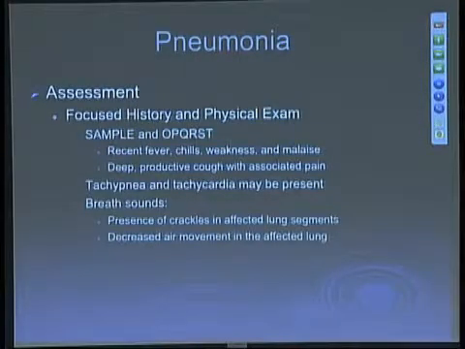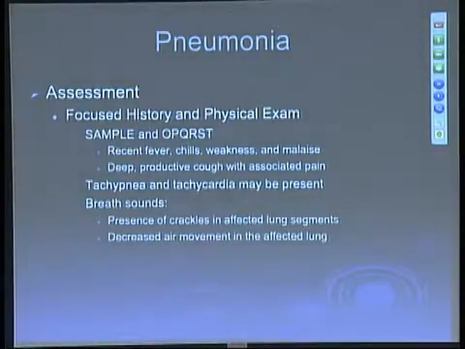That'll be nice. So, with pneumonia, focus the history and physical examination. Ask for recent fever, chills. The characteristic of bacterial pneumonia, particularly strep pneumonia, is shaking chills, what's called rigor. Weakness, malaise, meaning they don't feel good. Deep productive cough, often with associated pleural pain, so you get pain in the chest. Most of the time they'll be tachypneic and tachycardic.